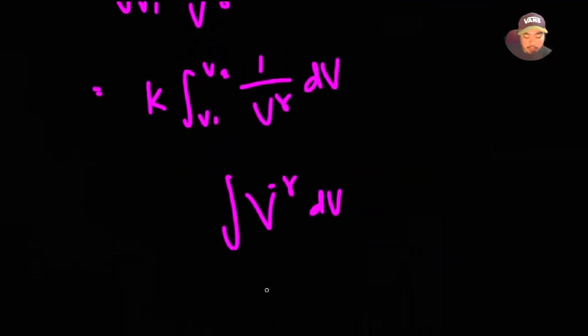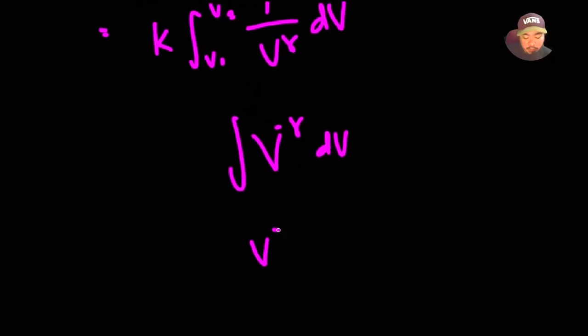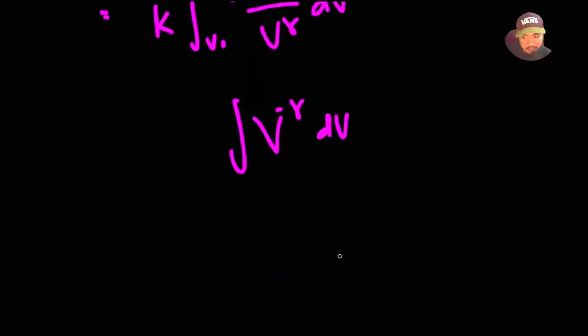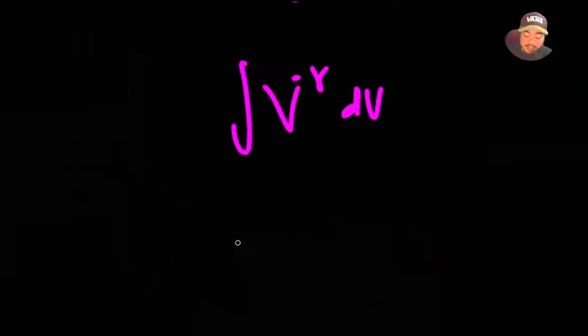And how do you evaluate this? This becomes V to the negative gamma plus 1 over negative gamma. Tama ba? Wait lang. Sorry. I'm forgetting my integrals. No? So, paano nga mag-integrate? Integrate kung x squared magiging x cubed over 3. Sorry. Gamma. Tinatandaan ko yung ano ko.